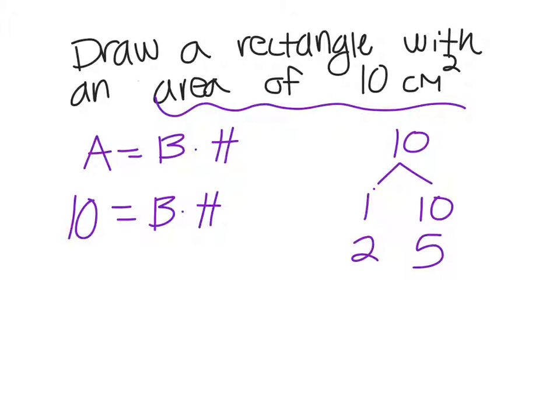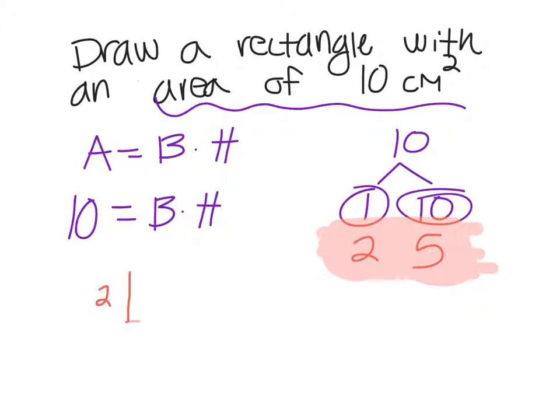So I could have that my base is 1 and my height is 10, or my base is 2 and my height is 5. So I'm going to pick 2 and 5. Oops, that wasn't a highlighter. I'm going to draw a rectangle that is 2 centimeters tall, and then it has a base of 5 centimeters. So you would use a ruler in real life, but for the sake of doing it on the screen. So that's all there is to that one.